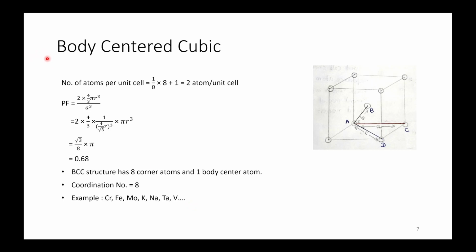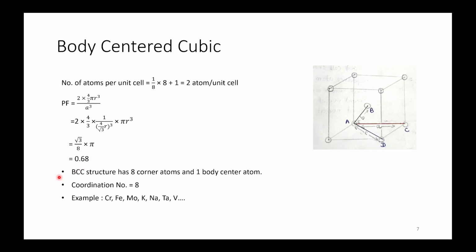Second structure is body centered cubic. In this case, along with corner atoms, there will be one more atom at the body center. So the effective number of atoms will be 2. And in this case, a will be equal to 4 upon root 3 times R. The packing fraction will be, and here you have to multiply with 2 because you have 2 atoms inside the unit cell. So packing fraction will be 68%.